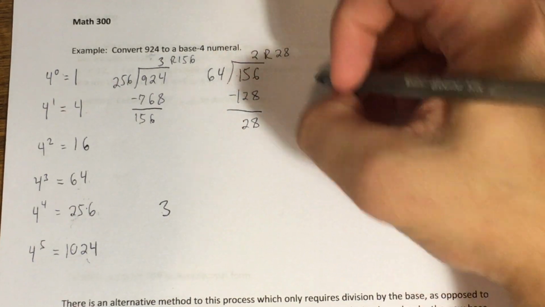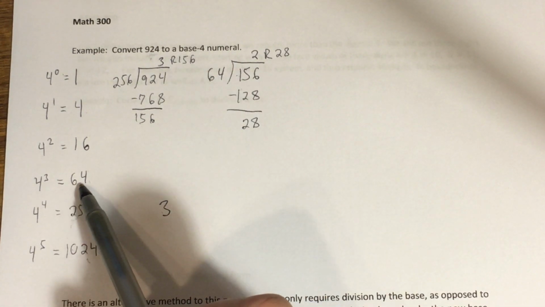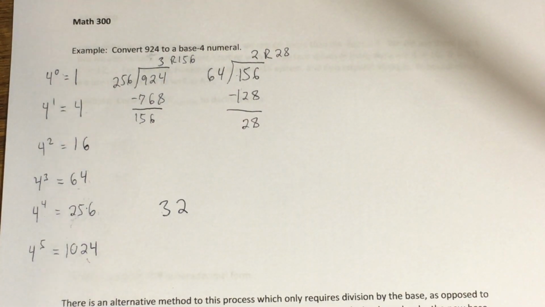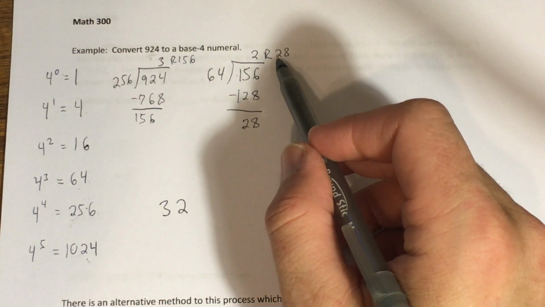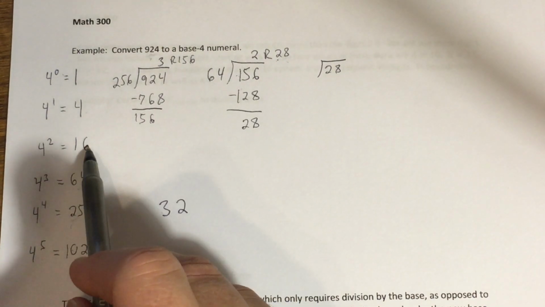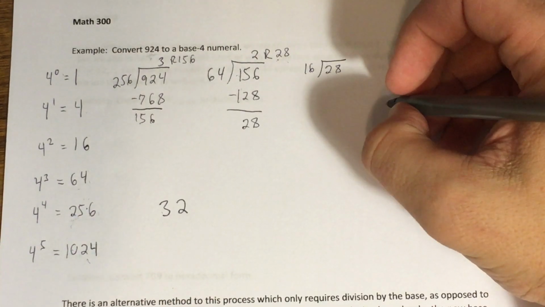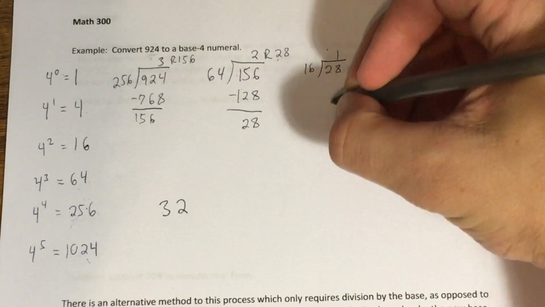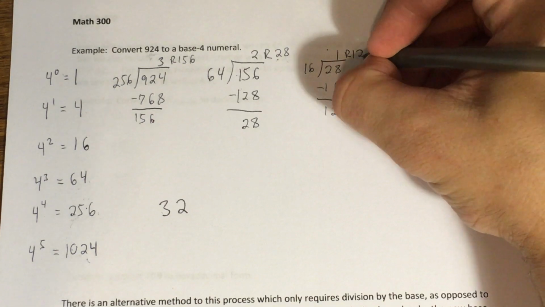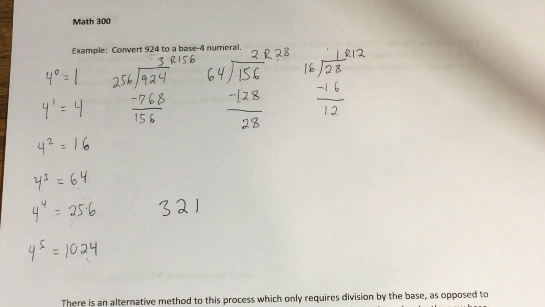Remainder 28. Because 64 went into this number twice, there are two 64s, so I should be putting a 2 in my 64's place. Then I repeat this process. I have a remainder of 28, and I want to see how many times the next power of 4, 16, goes into that. 16 goes into 28 only once. 1 times 16 is 16, and when I subtract, I get a remainder of 12. So if 16 fits into what's left only once, then I only have a 1 in my 16's place.